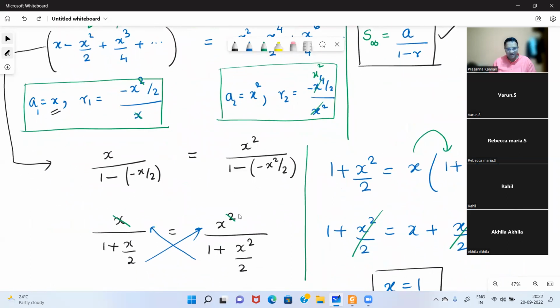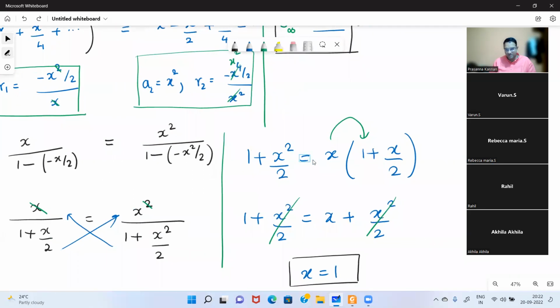So when you simplify, you're getting x by 1 plus x by 2 is equal to x square by 1 plus x square by 2. X and one x square will cancel. Then you cross multiply. So you get 1 plus x square by 2 is equal to x into 1 plus x by 2. If you multiply this x inside, it is x plus x square by 2. X square by 2 cancels. So x will be equal to 1. That's the value of x.